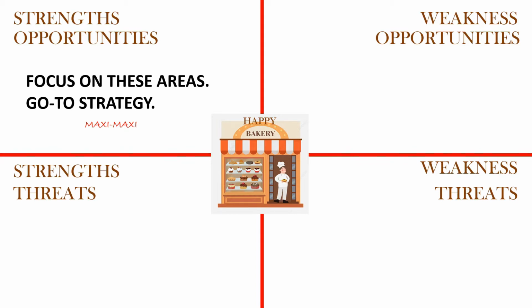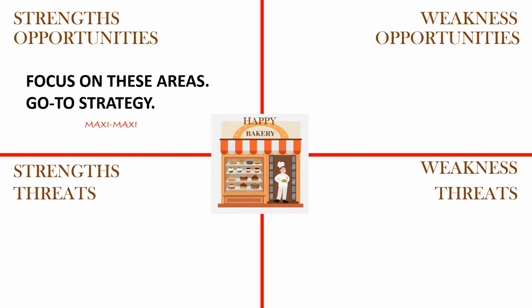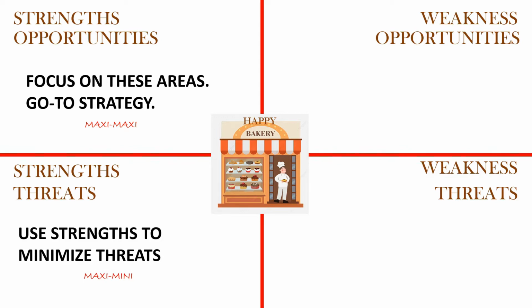Oftentimes, your strengths and opportunities are your focus areas. These are the areas in which you would like to come up with a plan. This is often your go-to strategy, because you're talking about what you are good at and what the opportunity out there is, and then you come up with a plan for that. Next, for strengths and threats, we use your strengths to minimize the threats. What are you good at, and how can you use that against anything coming in from the outside that will threaten your business? You try to defend your business using your strengths in order to minimize your threats.